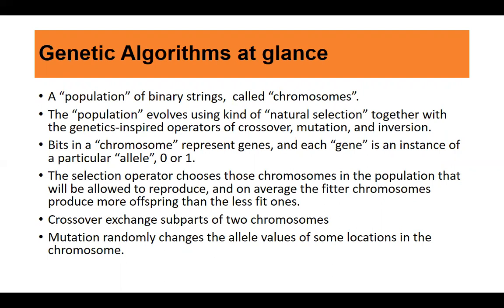Crossover exchanges parts of two chromosomes. So in the case of crossover, you exchange the bits of two chromosomes. Mutation randomly changes the allele values of some locations in the chromosomes. In the case of mutation, if the bit is 1, it becomes 0; if it is 0, it becomes 1. So it's a bitwise mutation.